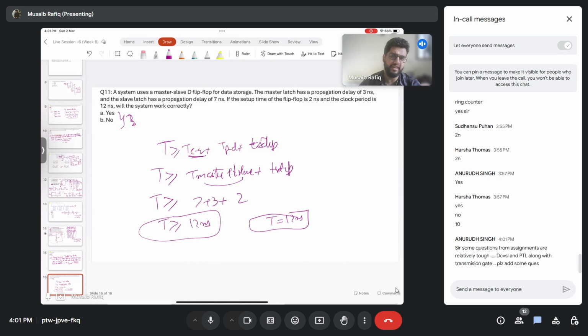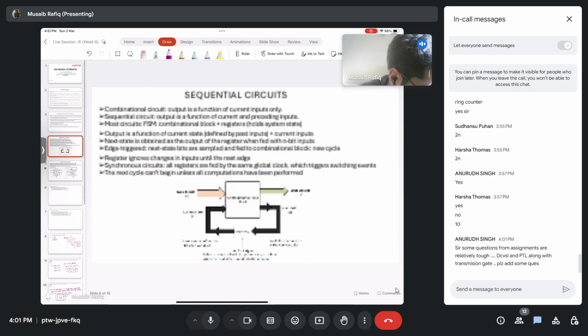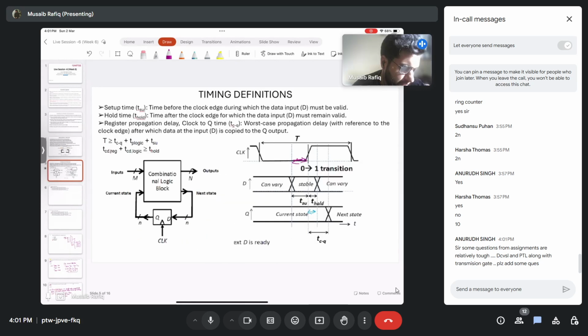In fact, TPD of that will also be overlapping with TCQ, right? So you got my point, right? So what I mean to say is, we say this TPD is coming from the logical block, TCQ is coming from the sequential block. Here we are only talking about the sequential block, so that will overlap with the combinational block itself.